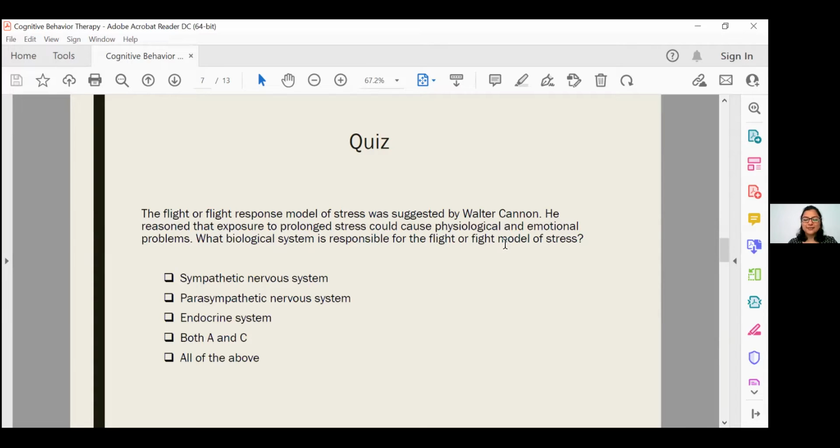Okay, this we haven't spoken about, but I want to talk about this fight or flight response. The fight or flight response model of stress was suggested by Walter Cannon. He reasoned that exposure to prolonged stress can cause physiological and emotional problems. What biological system is responsible for the fight or flight model of stress? And in the time since this was suggested, one more response has been added, that is freeze.